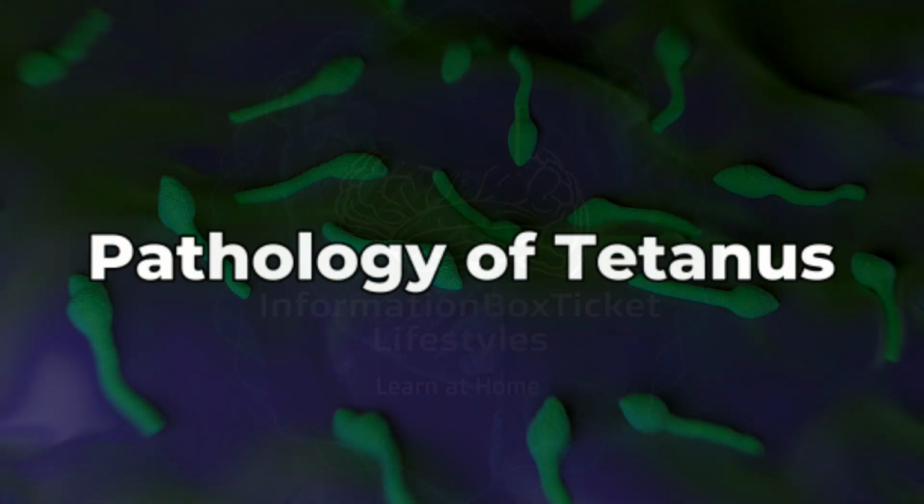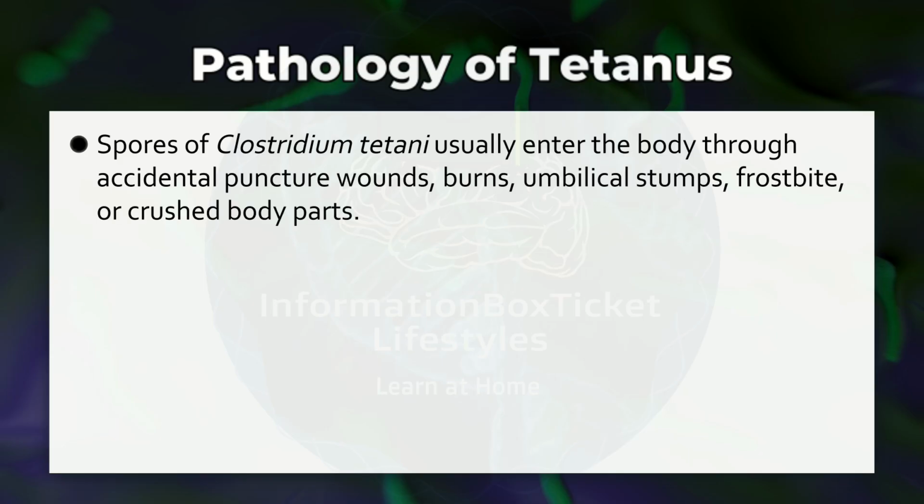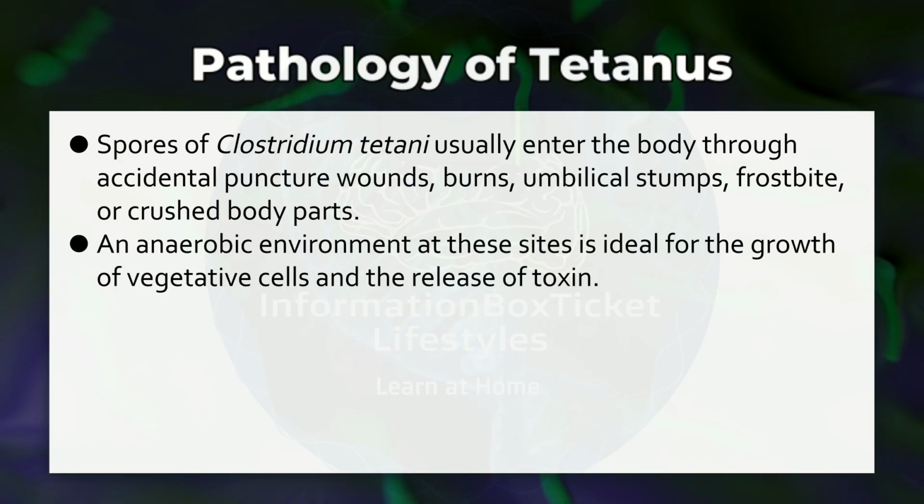Pathology of tetanus. Spores of Clostridium tetani usually enter the body through accidental puncture wounds, burns, umbilical stumps, frostbite, or crushed body parts. An anaerobic environment at these sites is ideal for the growth of vegetative cells and the release of toxin.